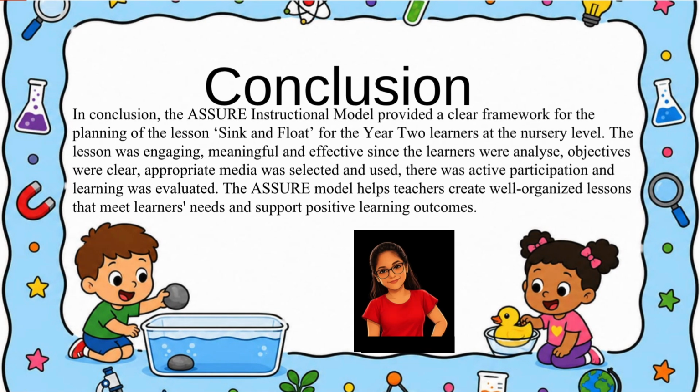In conclusion, the ASSURE model provided an organized and effective framework for planning this micro lesson on sink and float. Each stage of the model ensured that learners' characteristics were considered, objectives were clearly defined, appropriate media were selected, learners participated actively, and assessment was meaningful. Overall, the lesson promotes curiosity, scientific thinking, and hands-on exploration while supporting positive learning outcomes for young children.